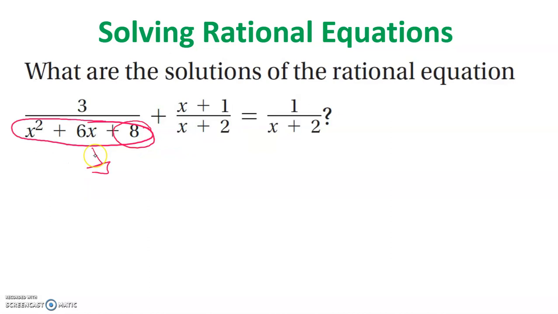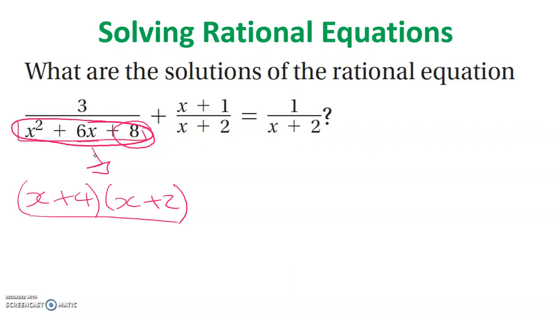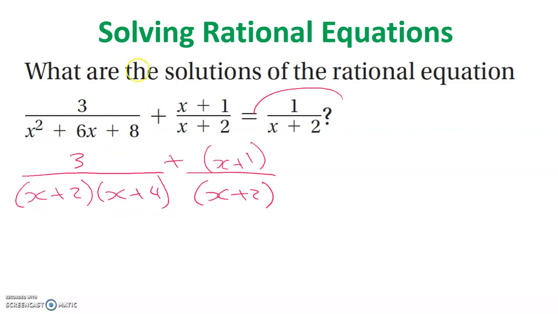I need 2 factors of 8 that add up to 6. So that's simply 4 and 2. So now I'm going to replace this denominator with these 2 factors. Now you see I'm ignoring this right hand side here because I'm just going to focus on the left for the moment. So we're just going to leave it there by itself and it can watch what we're doing.